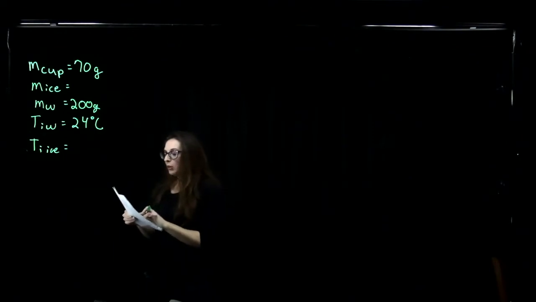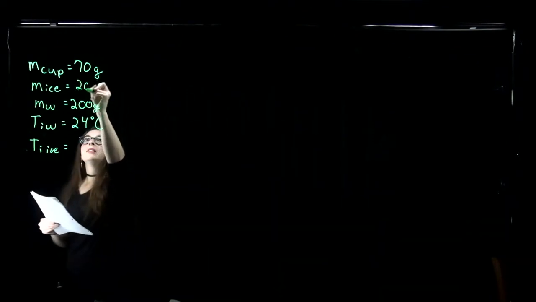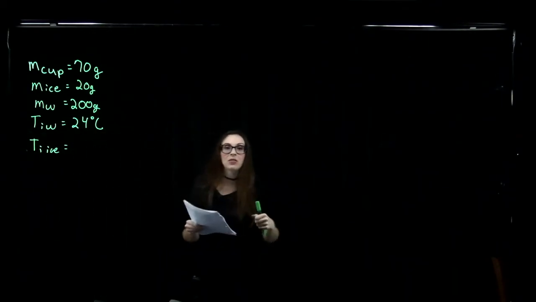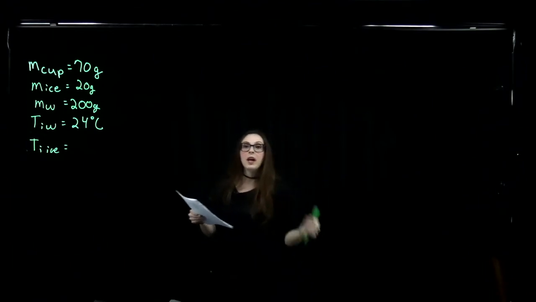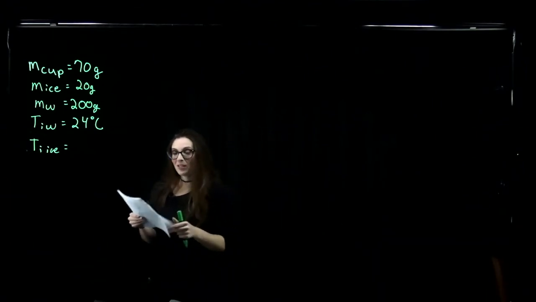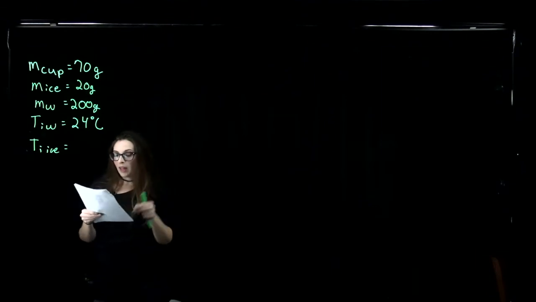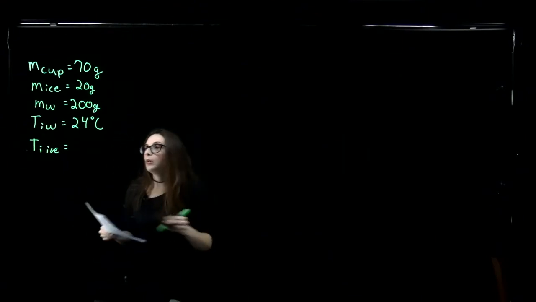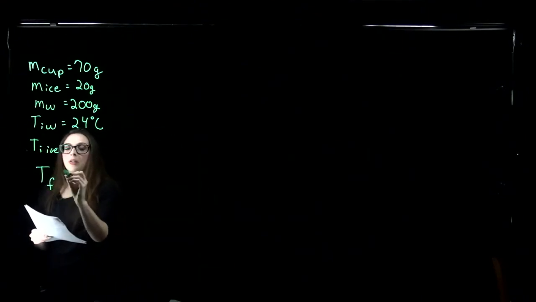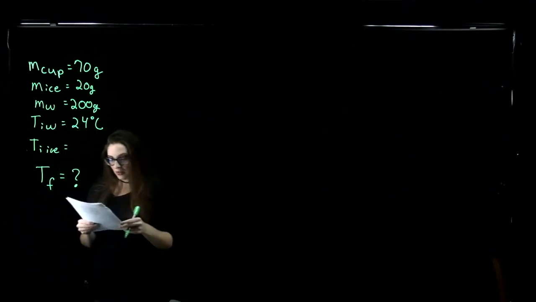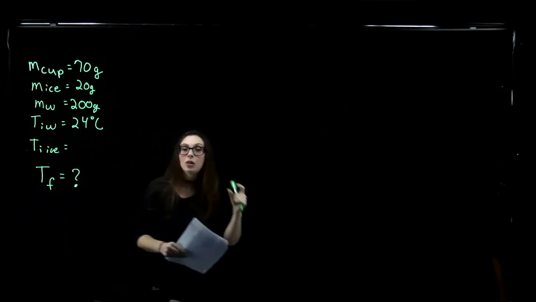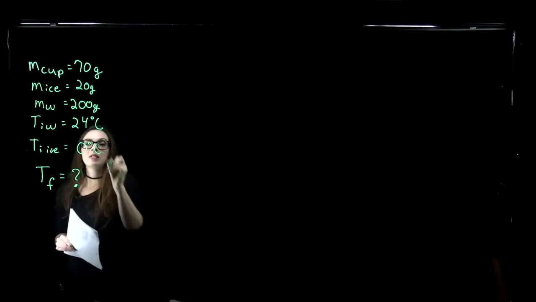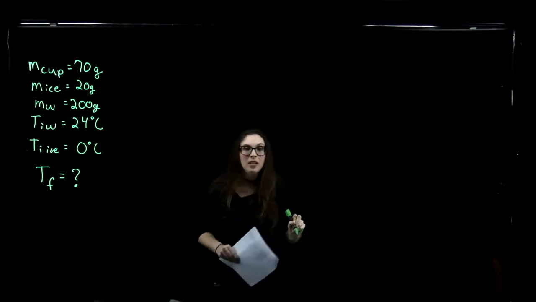Then we're going to take 20 grams of ice. That's the mass of my ice. And we're going to add that to the cup that's filled with water, and we're going to stir it up until all the ice melts. At the instant when our ice finally melts, what is the equilibrium temperature of the water? So we're looking for the final temperature of our system. And we're going to assume that the ice cube we added was initially at 0 degrees Celsius, right at the freezing melting point.